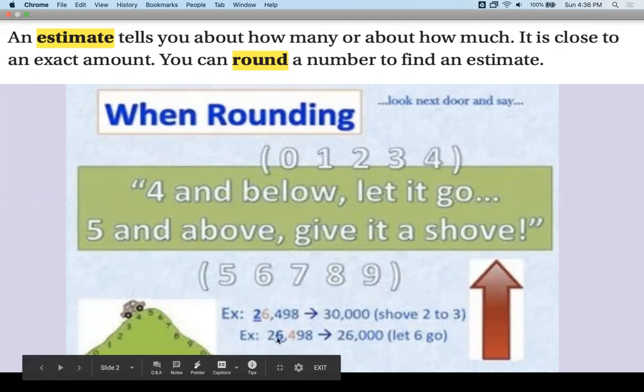It just depends on what place you're rounding to. It's the same number, but in this case we were finding the nearest 10,000, and in this case we were trying to find the nearest 1,000.